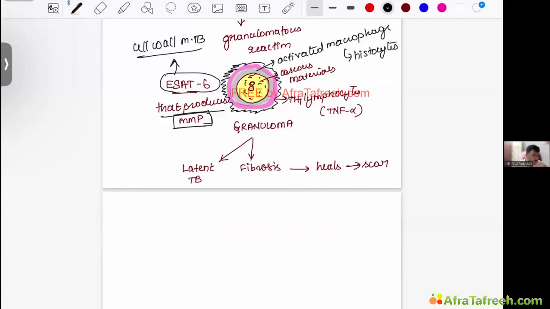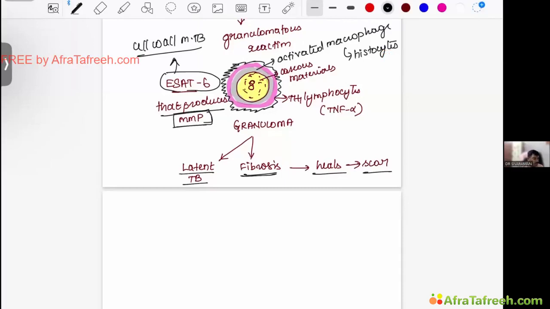Granuloma is maintained, no? Where is your granuloma? This is a granuloma. This can go into fibrosis, okay, and it can damage. It can be totally a fibrosed tissue, and it will heal and form a scar. Okay, that is called fibrosis.